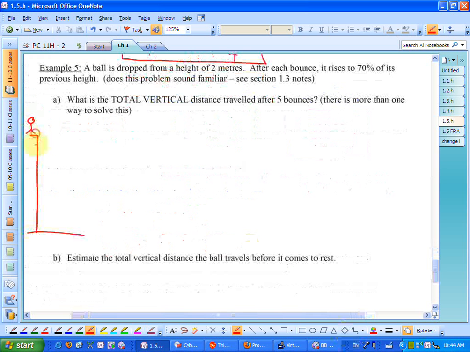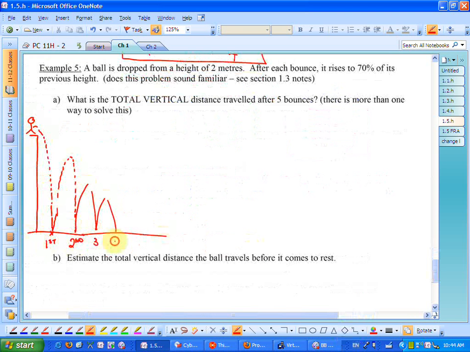There's me, and I drop the ball. Okay, here we go again. And of course, this is the first bounce. And then what happens? It goes back up, comes back down. Here's the second bounce. Okay, third, fourth. And then in this case, I said, what is the total vertical distance traveled after the 5 bounces?